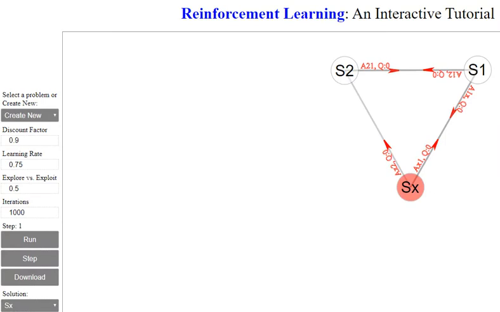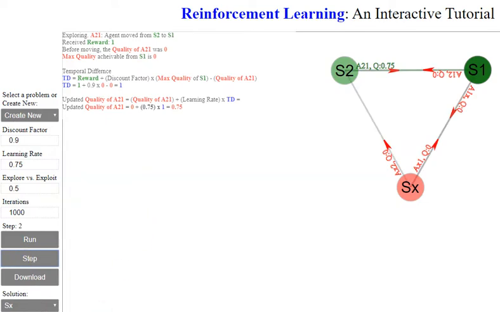Now, if you look at the left hand side of the tutorial screen, there is a button titled Step. Clicking the Step button will show what the agent is doing at a given point in time. The details of agent's actions appear in a text box on top left corner of the graph. Let's click. In this step, the agent randomly selected S2 to be the current state, and then agent decided to explore its options for available actions, and it chose A21 to be the action which took it from S2 to S1.